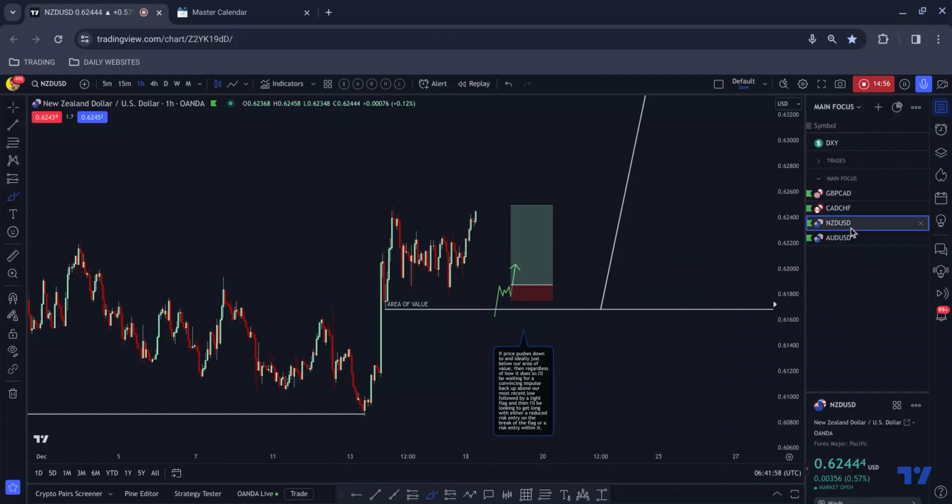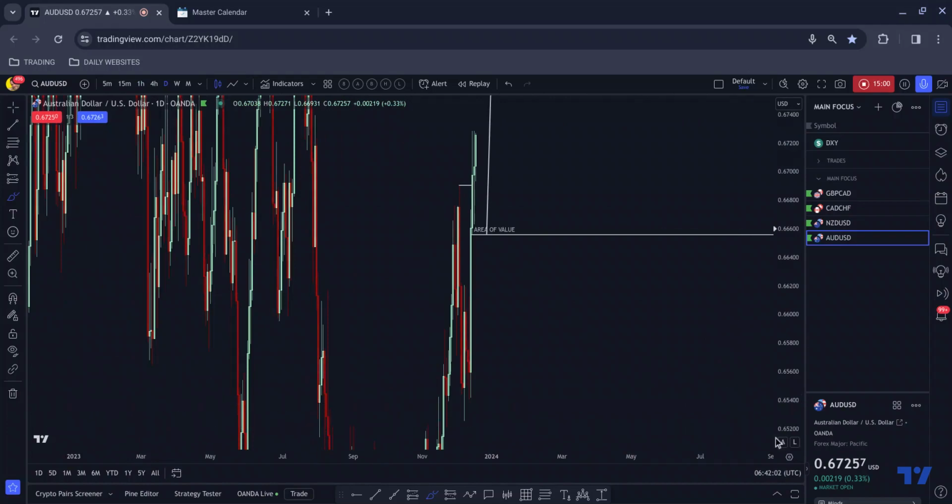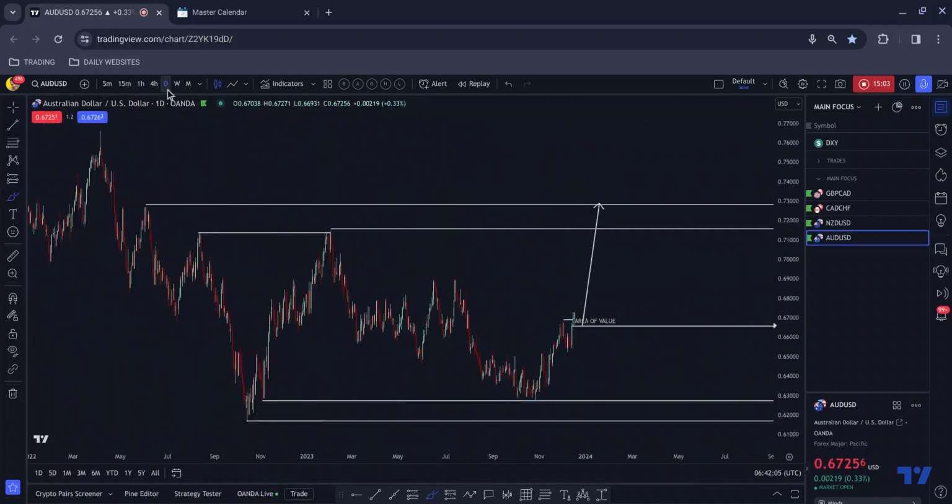And moving on to the last one with 5 minutes left, which is Aussie dollar. Okay, so Aussie dollar on the higher time frames.